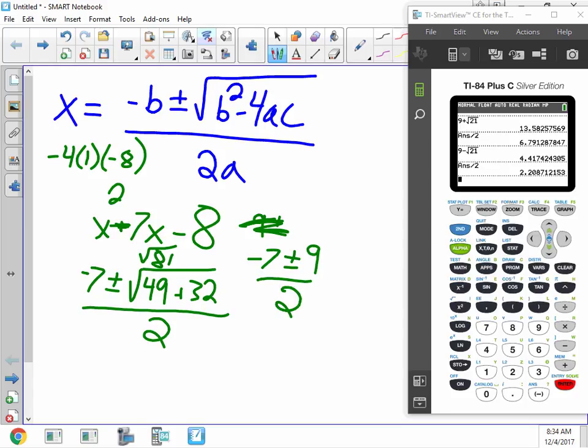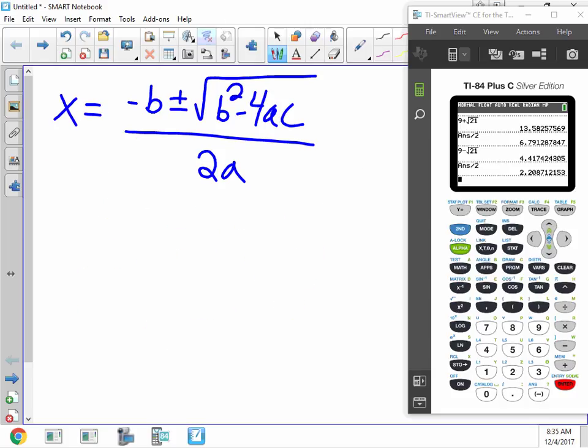Negative 7 plus 9 is 2, divided by 2 is 1. Negative 7 minus 9 is negative 16, divided by 2 is negative 8. Okay? Everybody okay with that? All right. What about this one?